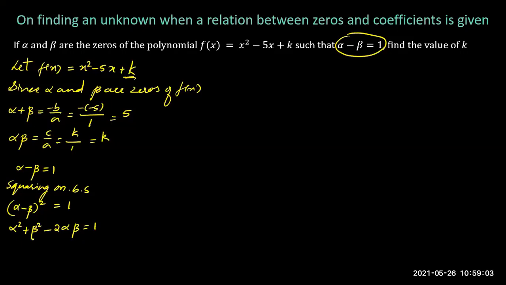Now you tell, what is alpha plus beta whole square? 5 squared, 25. Alpha square plus beta square, how? Alpha plus beta is 5. Alpha square plus beta square, here again you need alpha plus beta whole square minus 2 alpha beta. Good.